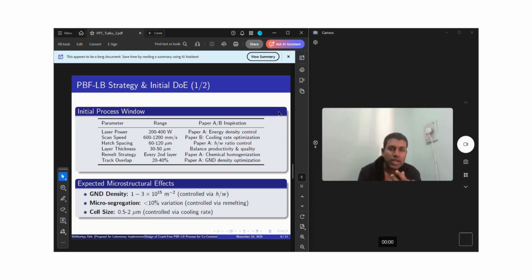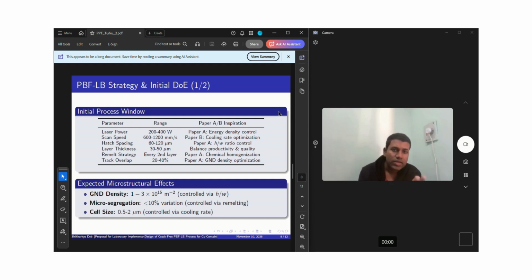The hatch spacing has to be around 60 to 120 micrometers. Based on paper A, the hatch spacing to width ratio principle, assume the melt pool width is around 200 micrometers. For refractory alloys, the target hatch spacing to width ratio is around 0.3 to 0.6. Therefore, we must have around 120 micrometers of hatch spacing.